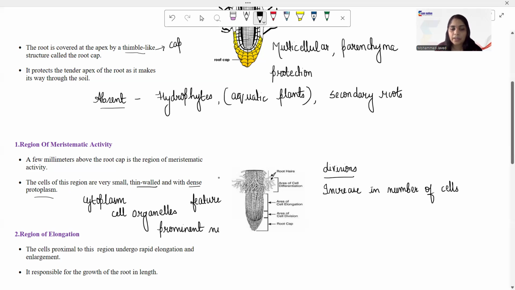Prominent nuclei, that is easily observable, well-developed nuclei, is going to be present. Great. So this region of meristematic activity leads to increase in the number of cells.